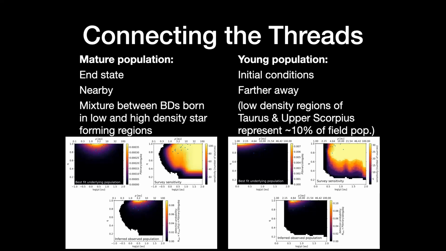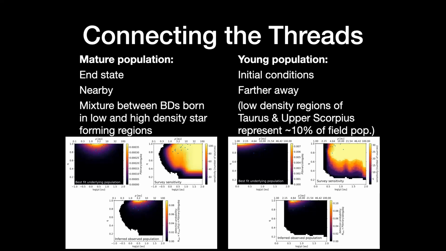But it's still better than what we could have done with just regular PSF fitting. And then also importantly, as I mentioned before, this old population is a mixture between brown dwarfs that have formed in regions like Taurus and Upper Scorpius, these low density star forming regions, but mostly 90% of them have formed in high density star forming regions like Orion or even more massive regions. So we have a small representative sample of the young population and then a mixture of the old population.